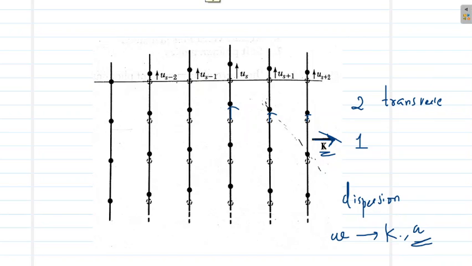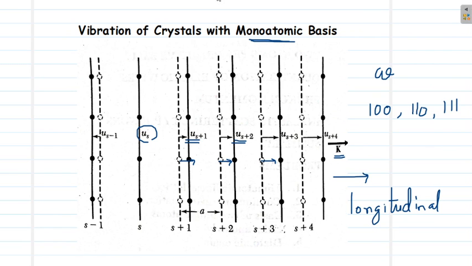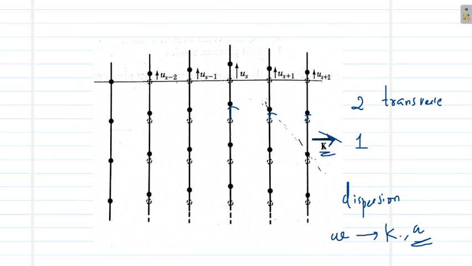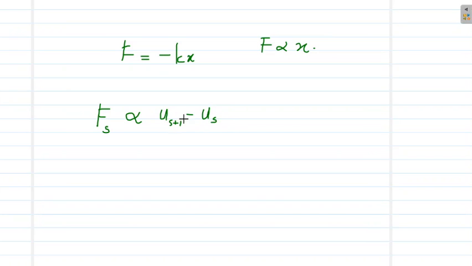So we assume that the force on the plane s caused by the displacement is actually proportional to the displacement itself. So you are thorough with Hooke's law that you have learned in your lower classes. What is Hooke's law? It is F equals minus kx, or force is proportional to the displacement, right? So in a similar manner, here we assume that the force is proportional to the difference in the displacement. So we can write the force F on the plane s is proportional to u_s plus 1 minus u_s, which is the relative displacement between two adjacent planes.